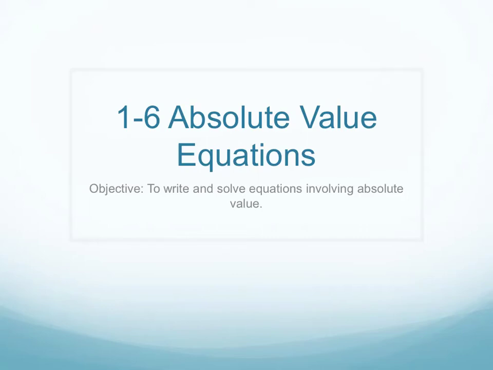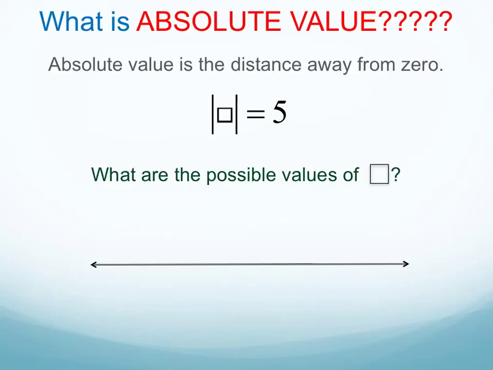Now we're going to be solving absolute value equations. So what is absolute value? Absolute value of a number is the distance it is away from 0.